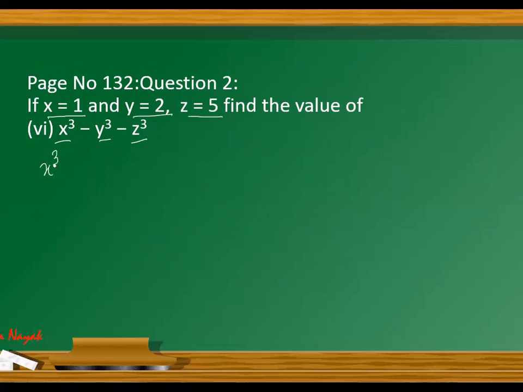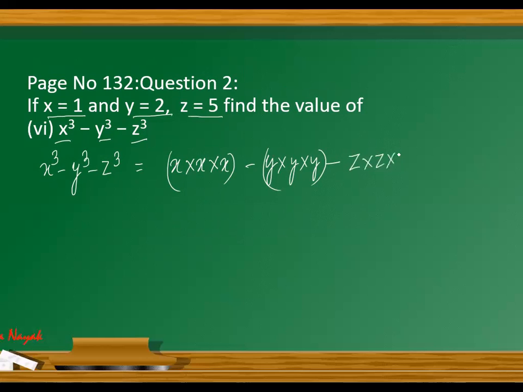Now you know what is the meaning of cube. Meaning of cube is multiply same thing 3 times. So x multiplied 3 times, minus y multiplied 3 times. Then your z multiplied 3 times.